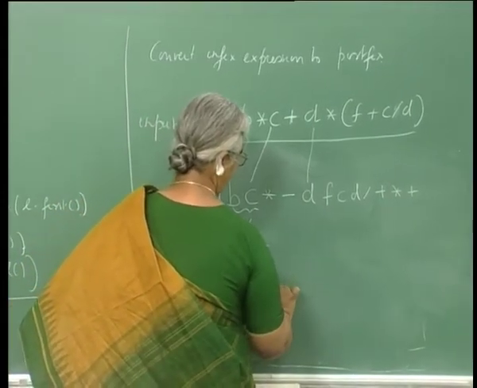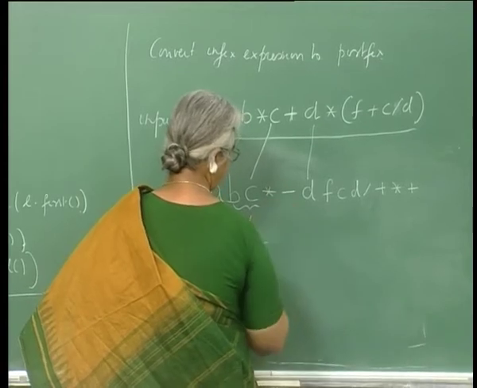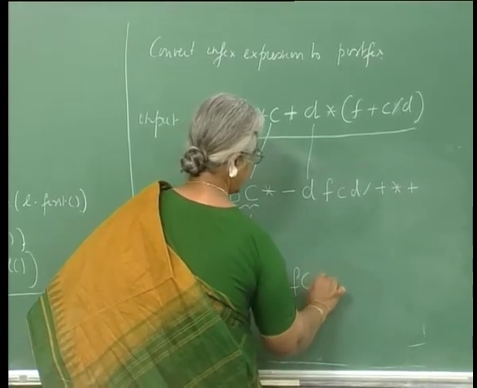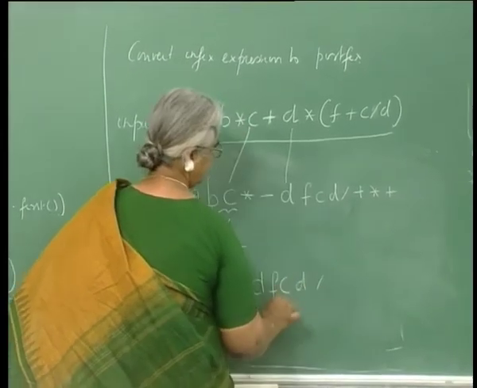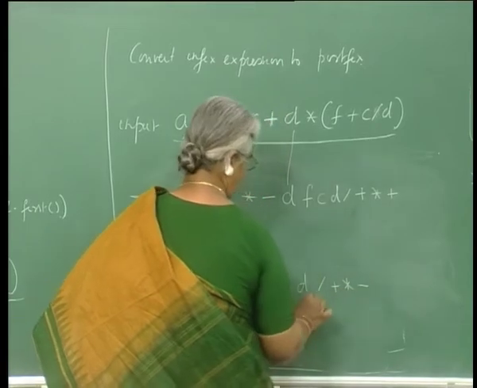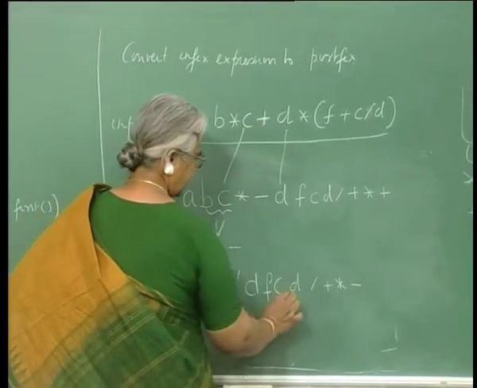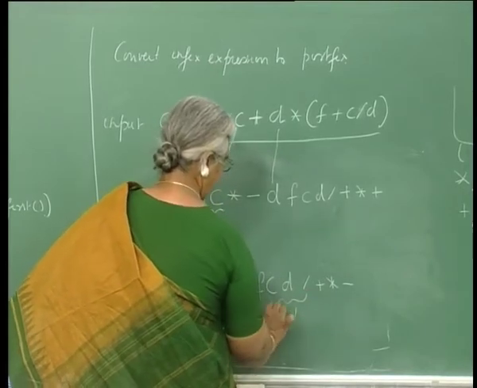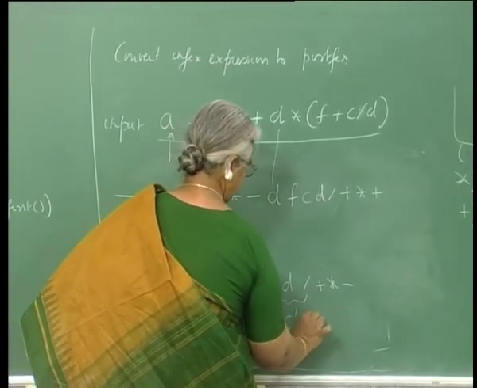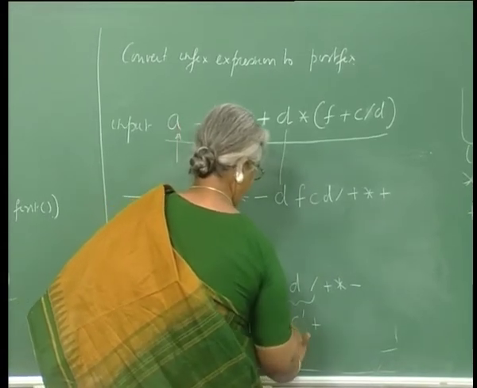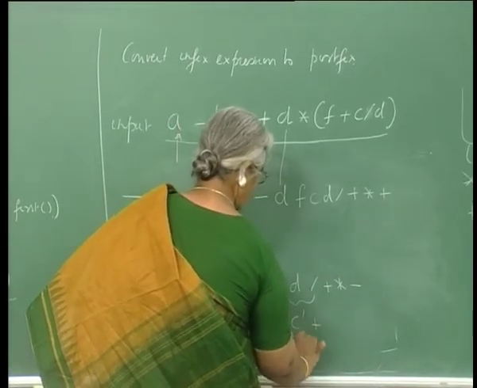So what do I have now? I have already computed this. Now I have D, F, C, D slash plus star plus. So what do I do now? I keep moving from left. This is computed. Let me call it C prime. Then I have F C prime, okay, D A prime. So what do? I compute this. Let me call this F prime.